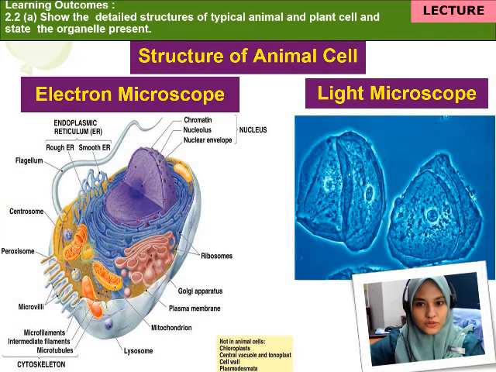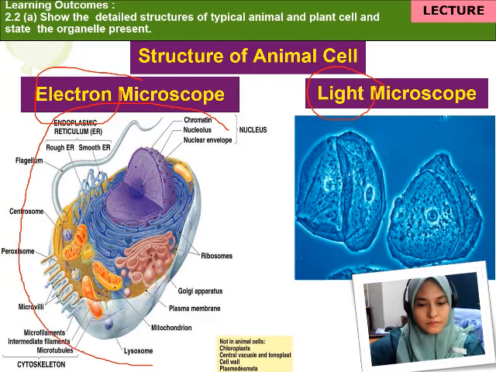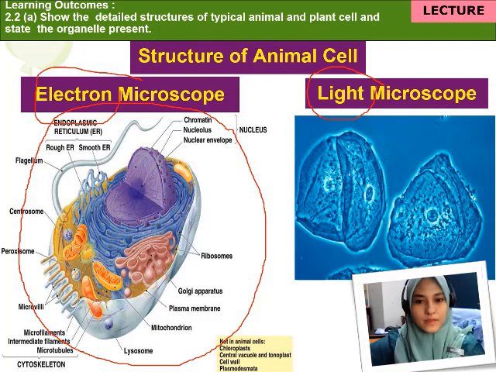In this slide, it shows the structure of an animal cell under both electron and light microscope. As you can see, in general, the animal cell is much more complex compared to the prokaryotic cell, which I have explained to you in the previous videos. The animal cell that you can observe here contains mainly plasma membrane, cytoplasm, and nucleus. And this is a diagram of an animal cell under a light microscope.